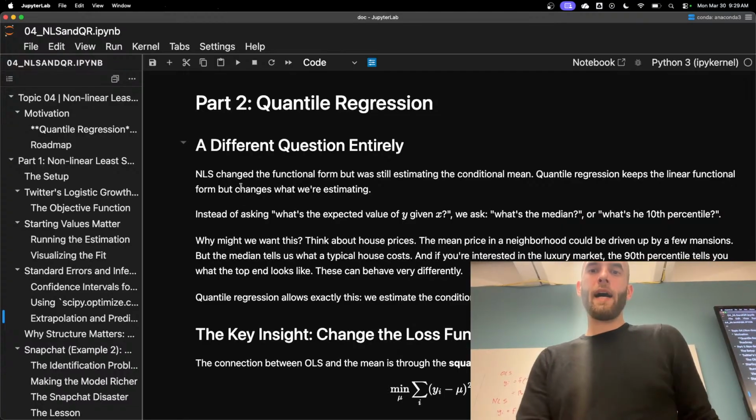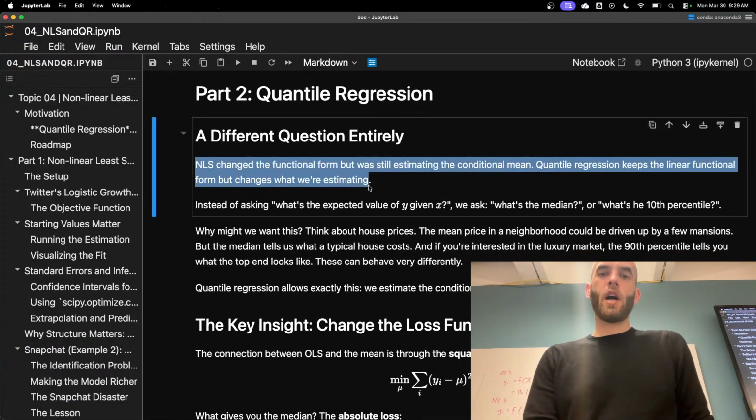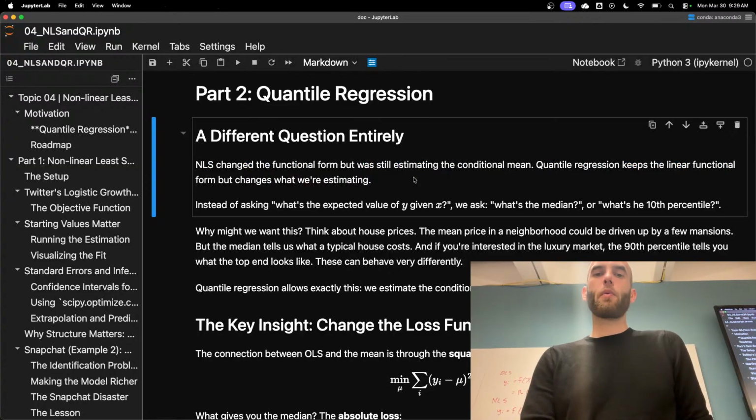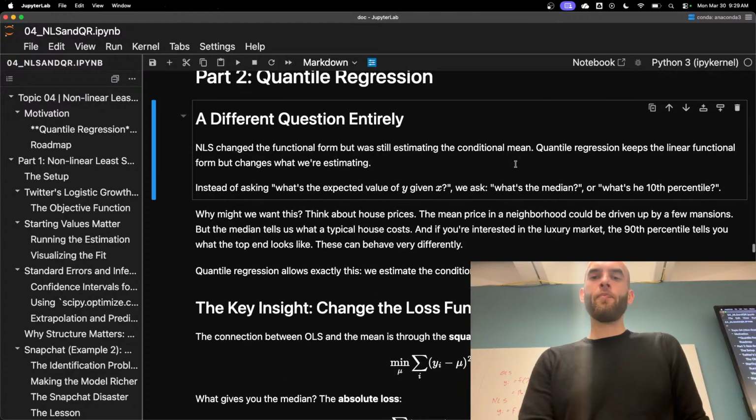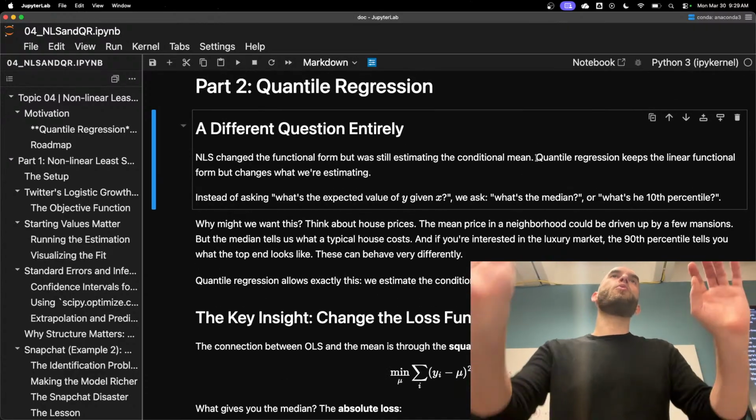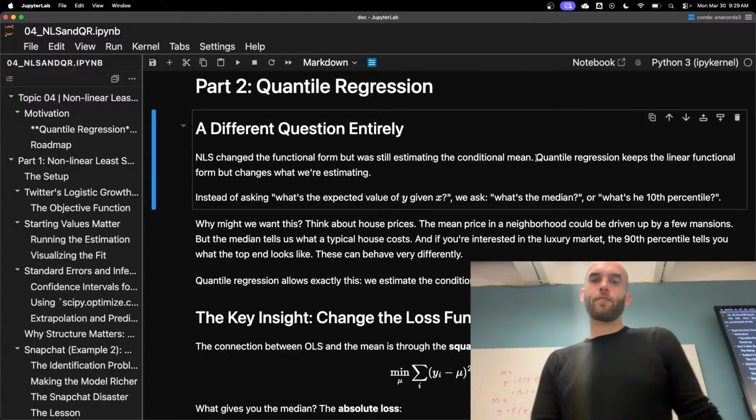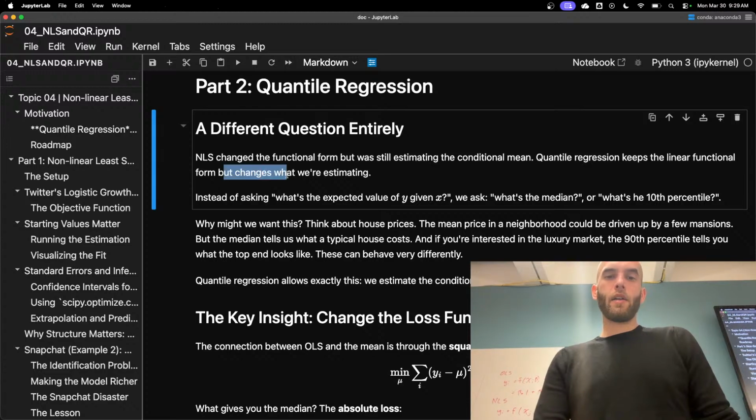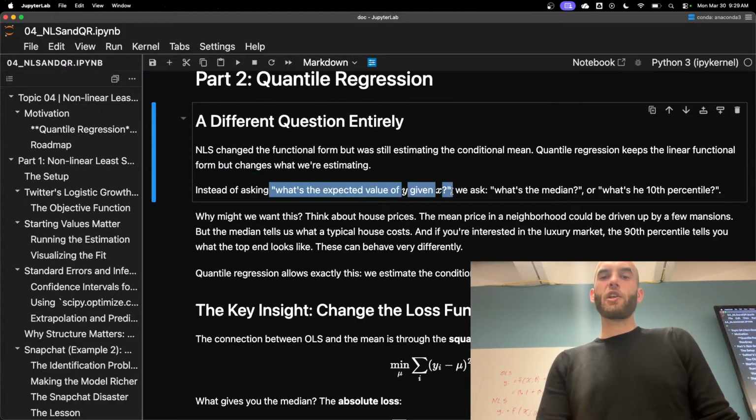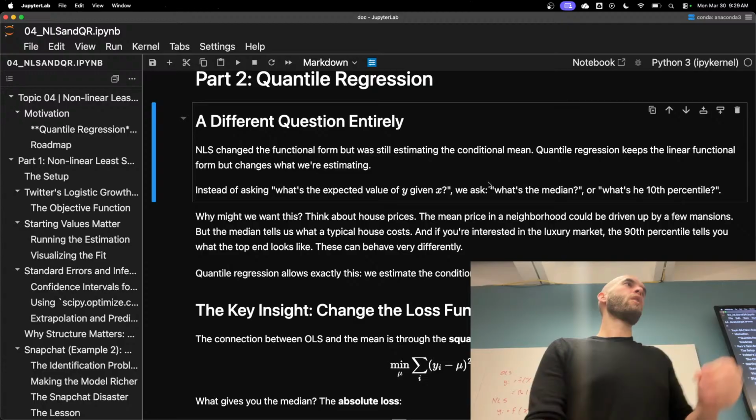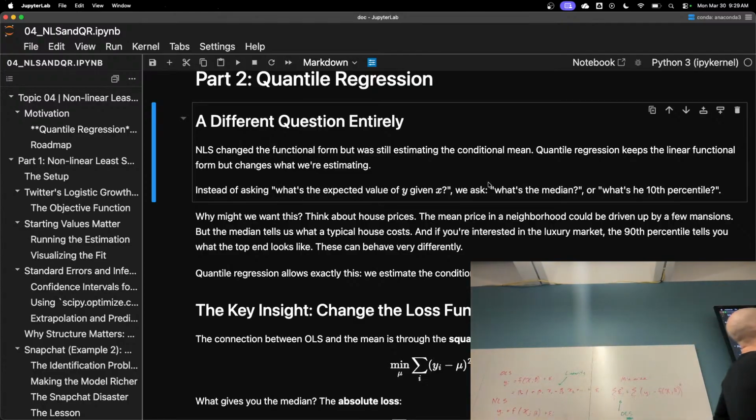So with nonlinear least squares, we relaxed one of the assumptions, but we were still estimating the conditional mean. What we're doing in quantile regression is going back to a linear function. We're going to use this kind of function, but with a different objective function. So instead of asking what the expected value of y is given x, we ask something about the quantiles. One of them is the median, which for some applications is the right objective.